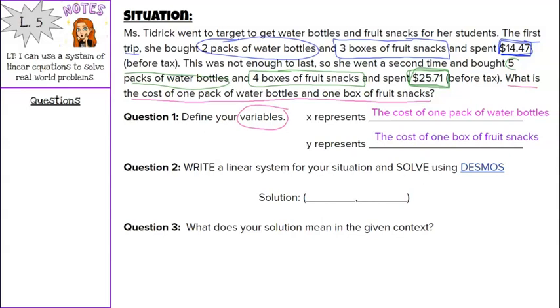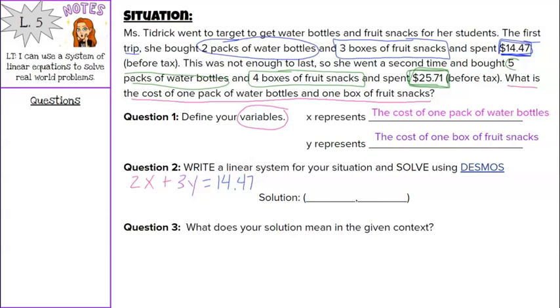So on the first trip, I bought 2 packs of water bottles. So 2 packs of water bottles is going to be 2 times the cost of whatever an individual pack of water bottles is, which is X. Then I'm going to add to that what I bought next, which is 3 boxes of fruit snacks. So that's 3Y, because Y is the cost of 1 box, and I have 3 of them, so 3 times Y. And then that's going to equal how much I spent, which was $14.47.